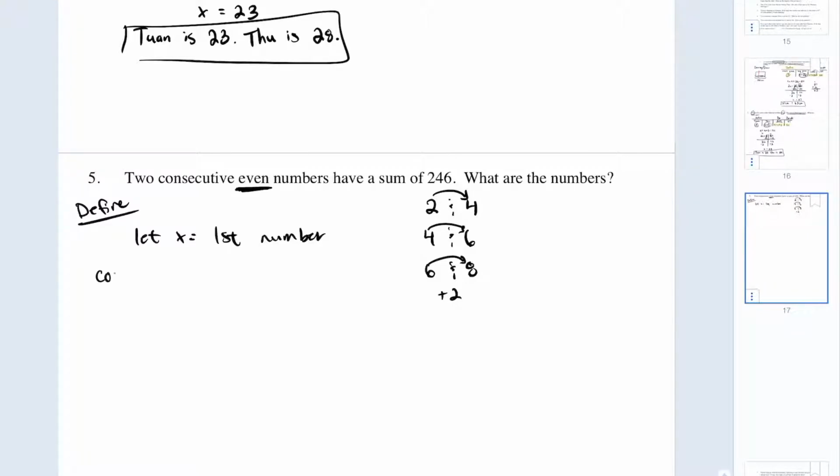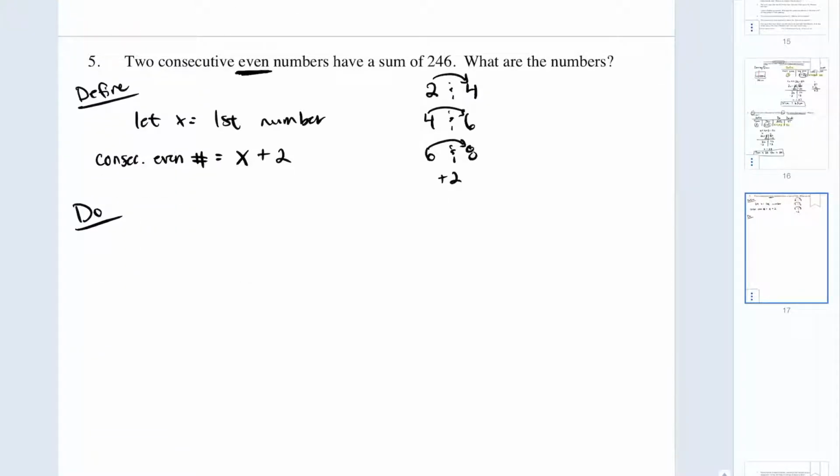So the consecutive even number is going to be, well, I'm just going to take my first one, which is x, and add 2. And that should be my two consecutive even numbers. Okay, there we go. Next is do.